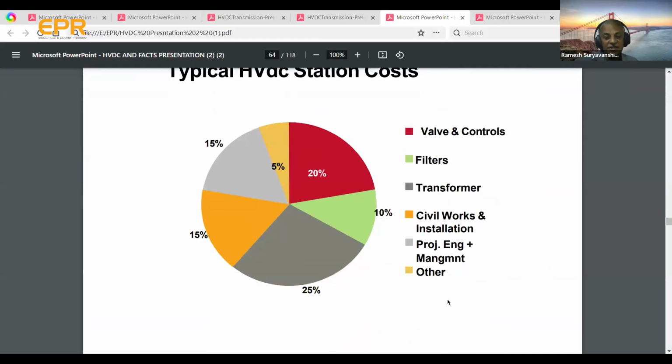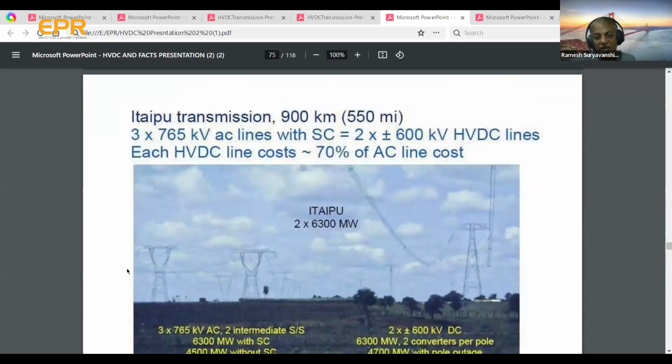Now you see, this circle gives you the cost of the valves, filters, transformers, civil work, project. This is done with 30, 40 years of research, and this is a real life example, and we have taken this kind of percentage that you require in economics and everything.